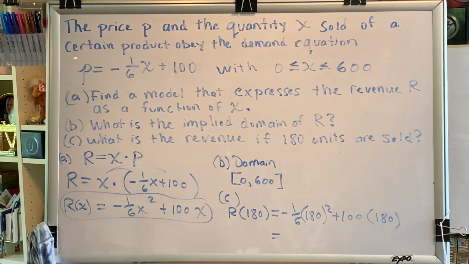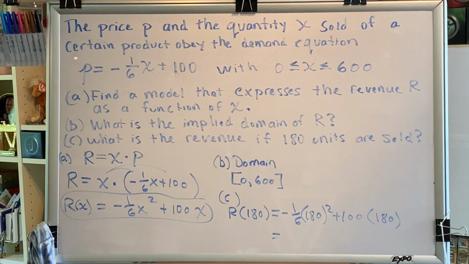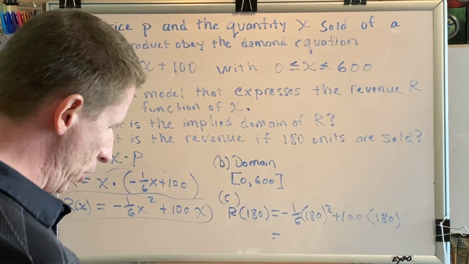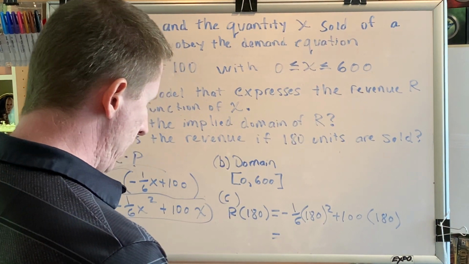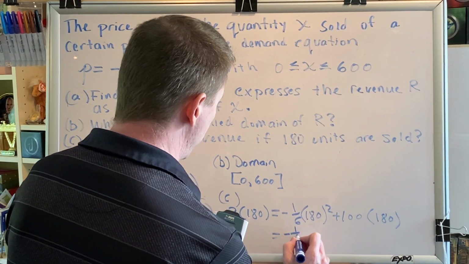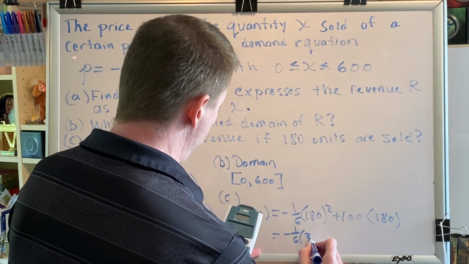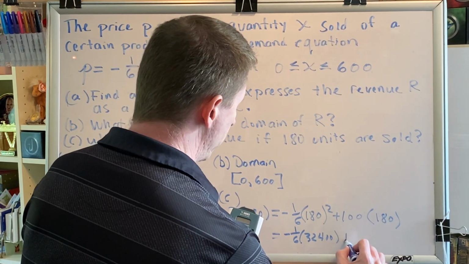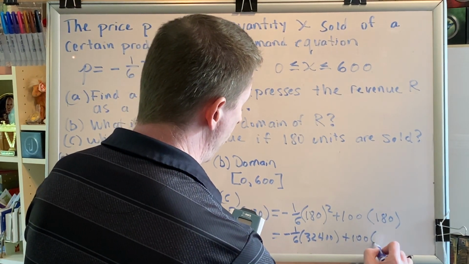At this point, we have to be careful. We know that order of operations tells us the order that we should follow in order to come up with an answer to this particular numerical expression. Exponents come first, so the first thing we're going to do is 180 squared. So 180 squared is 32,400. So we have negative 1/6 times 32,400 plus 100 times 180.